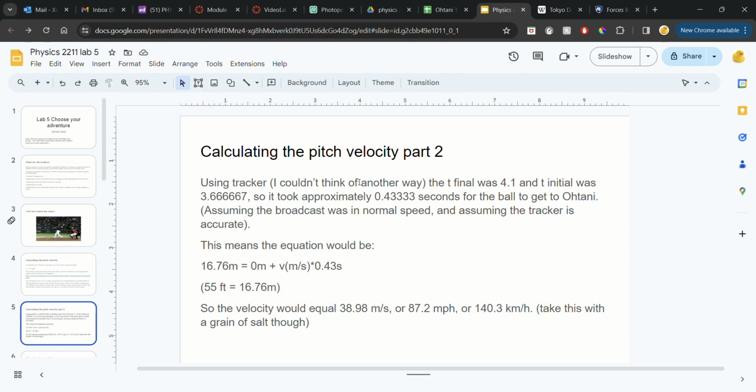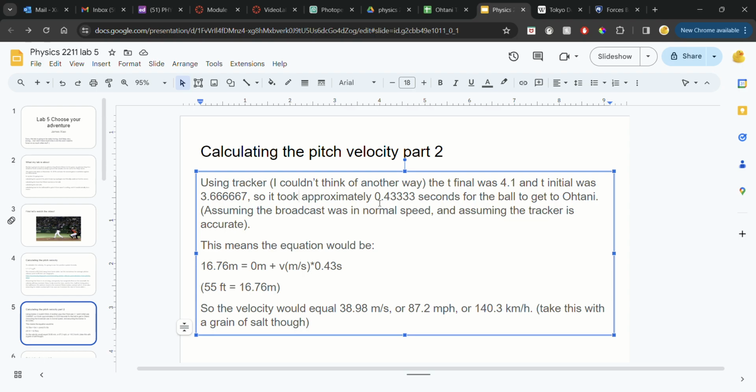Second, I had to find the time that it took, and that was about this amount of seconds. I did this using Tracker, and this was the broadcast one, not the slow motion part. If you plug everything into the equation, 55 feet equals this. Anyways, you get the velocity of the pitcher is equal to this, or as I more know it, in miles per hour, which is 87.2.